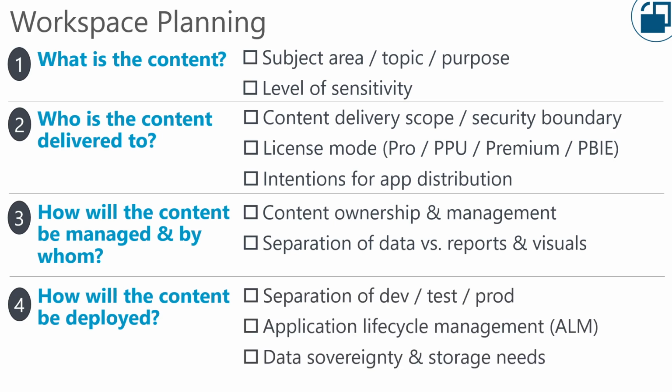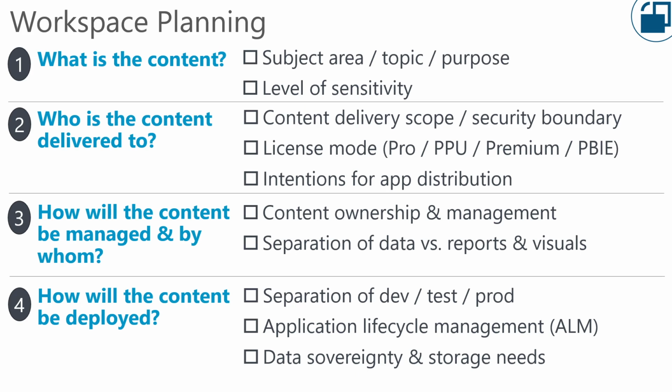And fourth, how will the content be deployed? Our final criteria is where we also think about if we need separate workspaces for development, test, and production. We want to think about these ALM needs. This is important because frequently content is deployed collectively as a group. We might deploy individually, manually, with deployment pipelines, with REST APIs, or even with Azure DevOps pipelines.